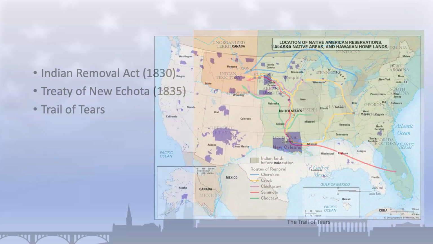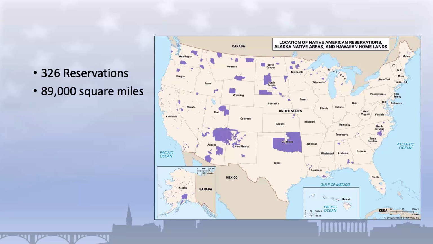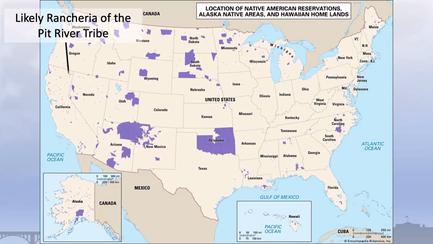The process of forcing Native Americans off their land and onto reservation territories proceeded rapidly through the 19th century, and the breakup of native lands through the allotment in the 19th century and the termination of the 1950s and 60s resulted in a patchwork of federally recognized Native nations across the United States. Today, there are some 326 reservations comprising some 89,000 square miles or 230,000 square kilometers, or about 2.5% of the total landmass of the United States. The smallest of these, at less than 1.5 acres, is the Likely Rancheria in Northern California, which is the cemetery of the Pitt River tribe.